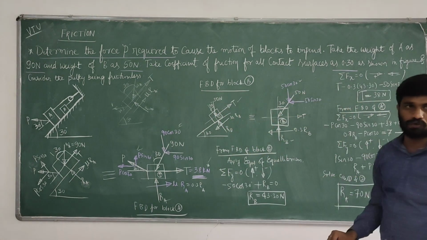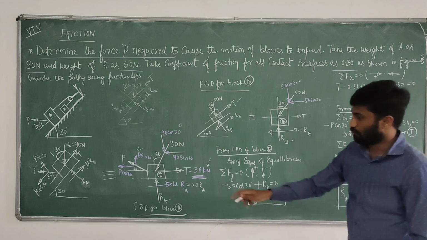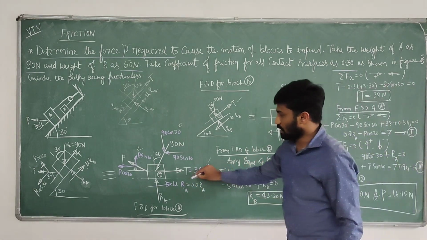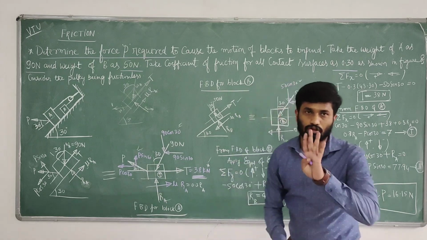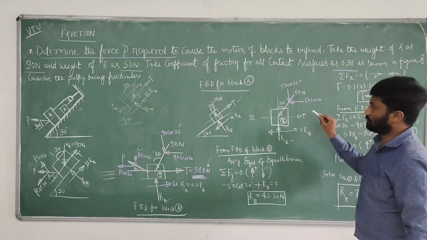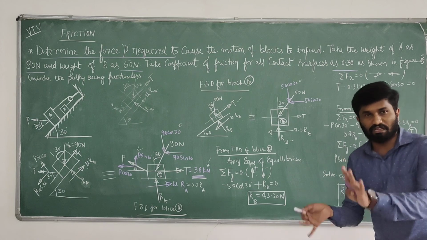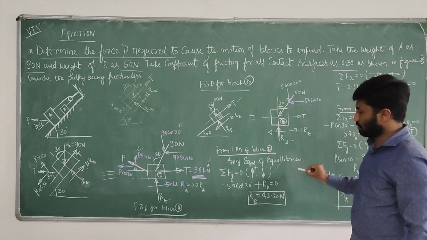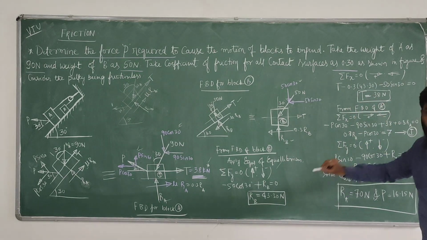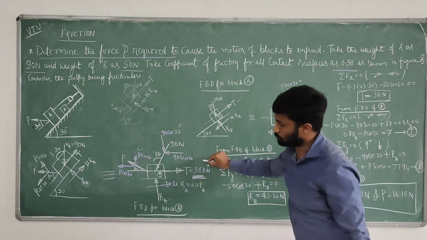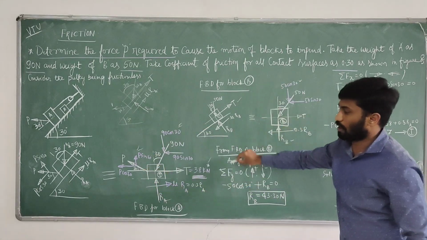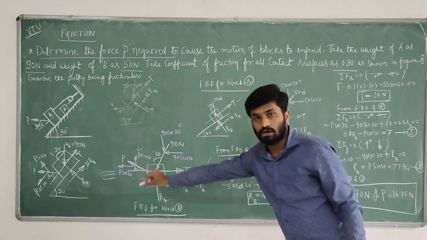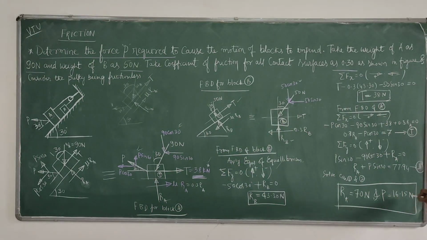Finally, you have to see the free body diagram separately for A and B. A has T unknown, P unknown, RA unknown, 3 unknowns. But B has RB and T, only 2 unknowns. In statics, first consider the block having the minimum number of unknowns, that is block B. Apply the equations of statics, sigma Fy and sigma Fx, and determine the value. Once you get the T value, substitute it back here. Apply sigma Fx equals 0 and sigma Fy equals 0 for block A, and determine the unknown P value. This is a very important problem and a very simple problem. Thank you.